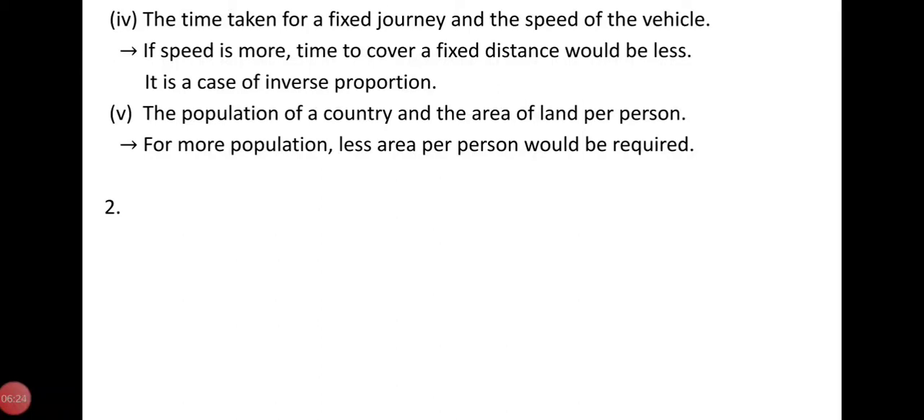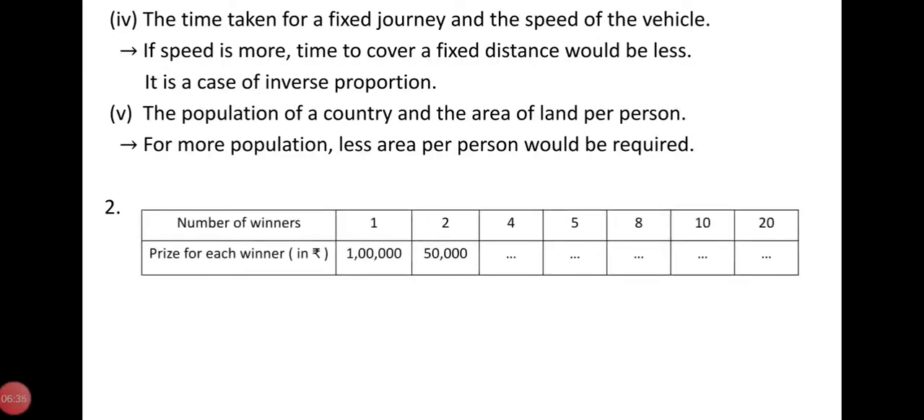Now here it is given that a total of 1 lakh of prize money is to be divided equally amongst the winners. One table is given. Let's see the table. If the number of winners is 1, then that winner will get the whole 1 lakh. But suppose the winners are 2, and the prize money is to be divided equally, so they will get 50,000. Now we have to find out what prize money each winner will get if the number of winners is 4, 5, 8, 10, or 20.